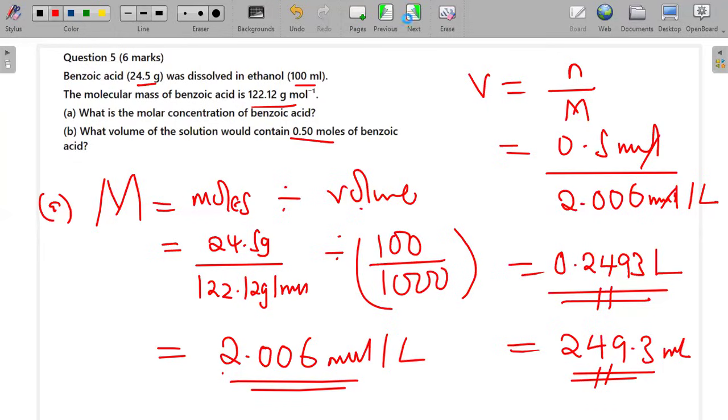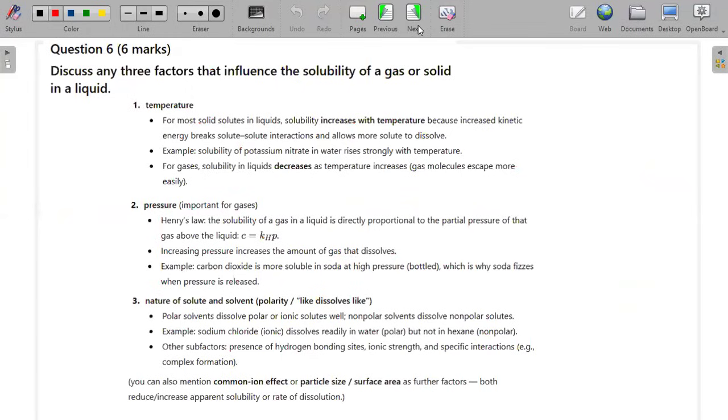Okay, let's pause a bit for the solving. We just look at a conceptual question now.